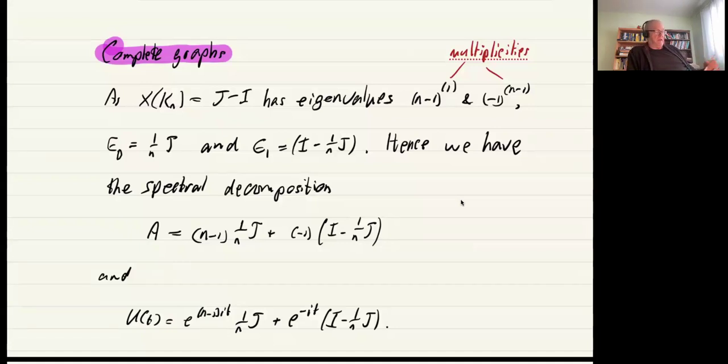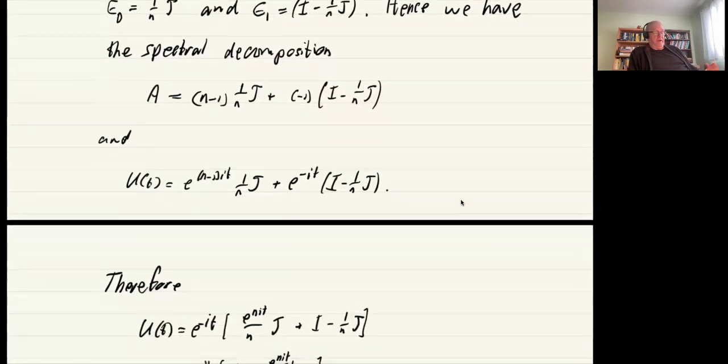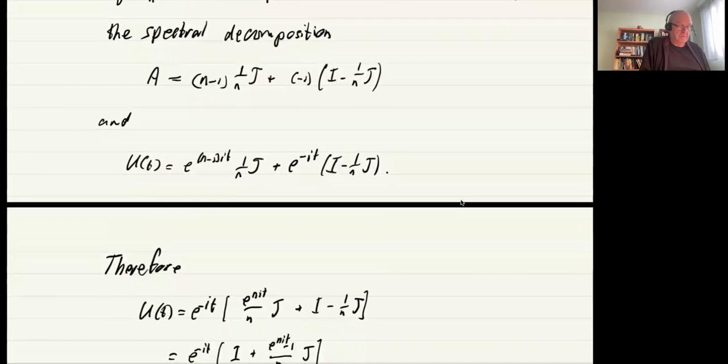So we take the outer product, and we get that the idempotent is 1 on n times J. And we don't need to do any more calculation really, because the sum of the idempotents is the identity. There's only one more idempotent, so it must be this. Okay, so we have the spectral decomposition of A, and we have the spectral decomposition of U of t. So we have a formula there.